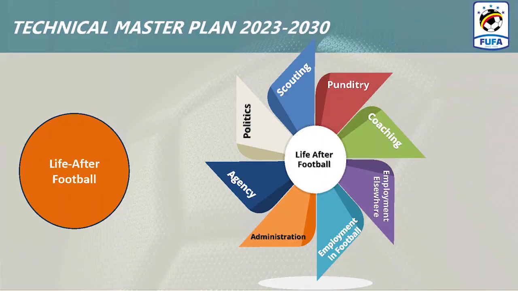Now, the fourth pillar of this technical master plan speaks about life after football. It is a worldwide fact, and FUFA has observed and taken it into consideration, that players have a lifespan while playing. There is a span. You cannot play football forever. You cannot grow gray hair and still be playing elite football that is sustaining you financially, because football is a physical sport.